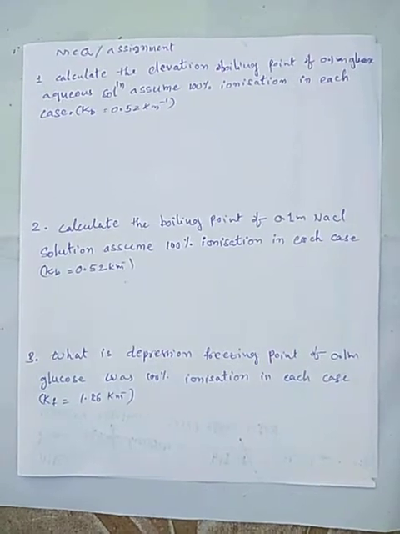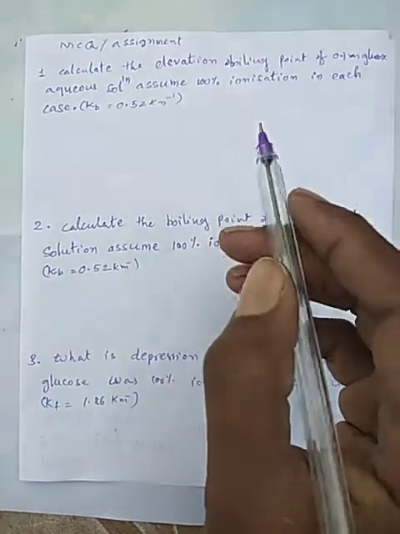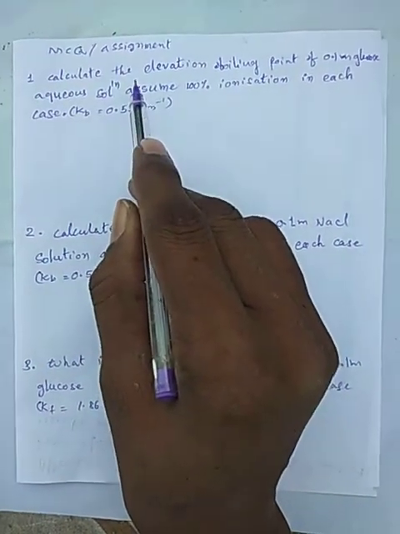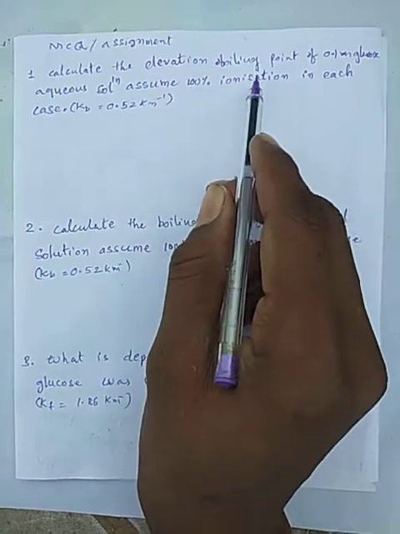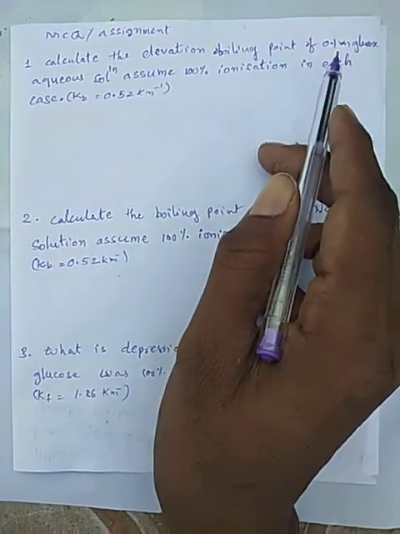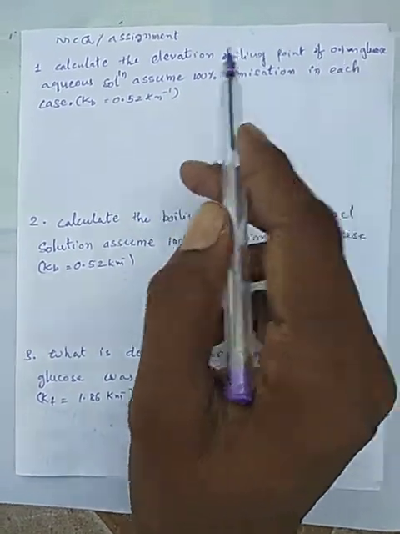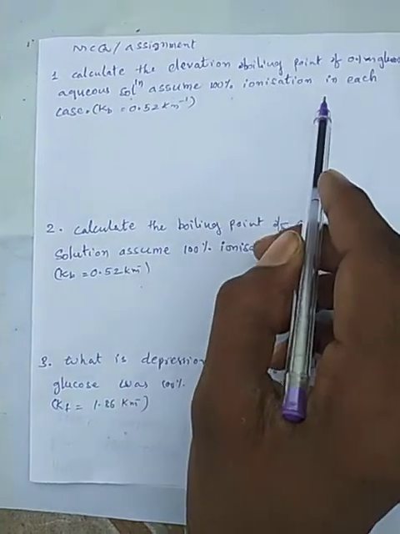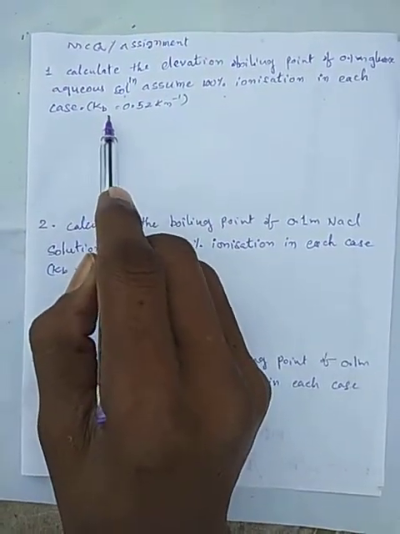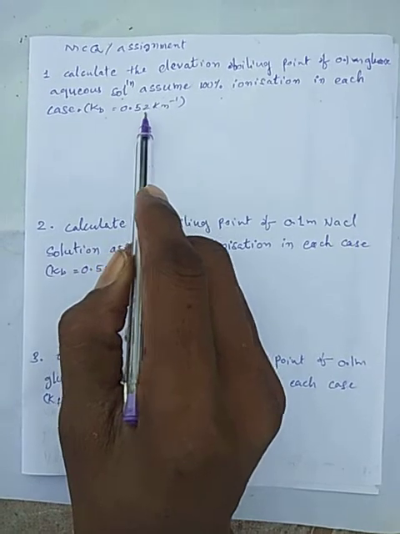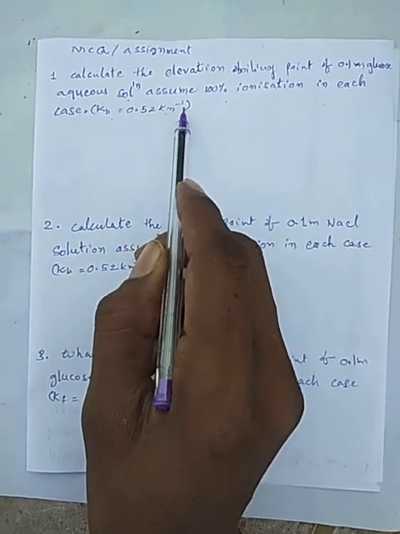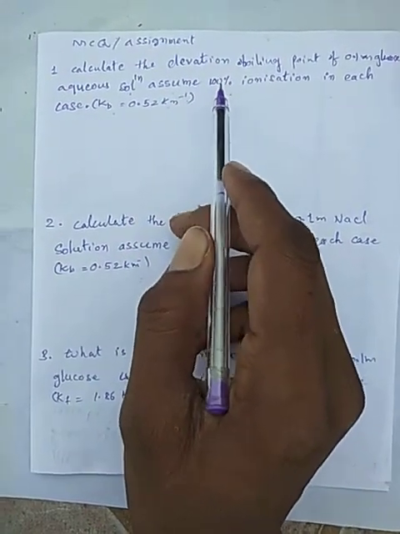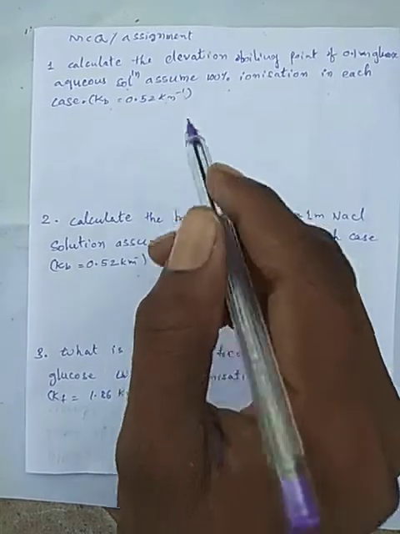Now today our MCQ spot. The question number 1. Calculate the elevation boiling point of 0.1 m glucose aqueous solution. Assume 100% ionization. In each case the Kb is 0.52 K m inverse. Now we need to find elevation boiling point, that is delta Tb.